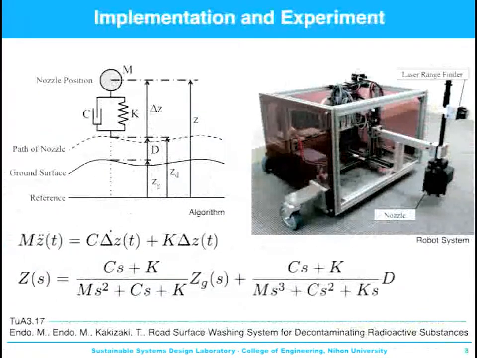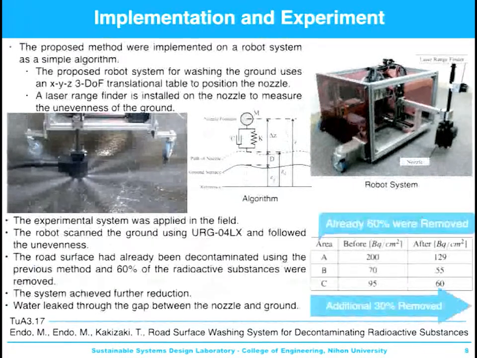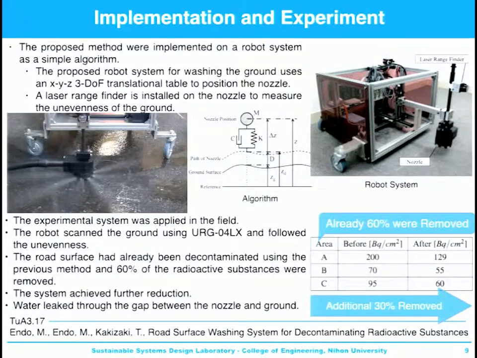So, we developed a washing robot system. A simple algorithm based on the spring mass damper model is implemented on the robot to keep the distance between the nozzle and the decontaminating surface. Using the system, we did an experiment in a field which had already been decontaminated by the general method. It means 60% of radioactive substances were removed. By using our system, we achieved an additional 30% removal.